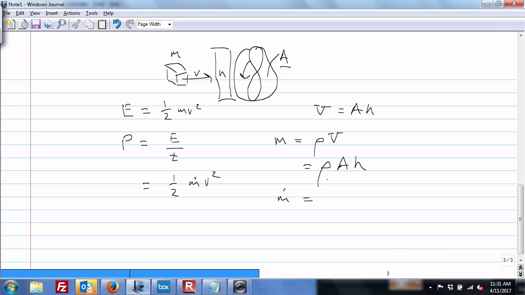So the density is not changing. The water or the air or whatever is the same density. The area is not changing. That's just the area of the turbine. It's the height that's changing. It's that stuff that's moving. So H dot ends up just being V. It's the velocity. So then power becomes 1/2 rho A V cubed.